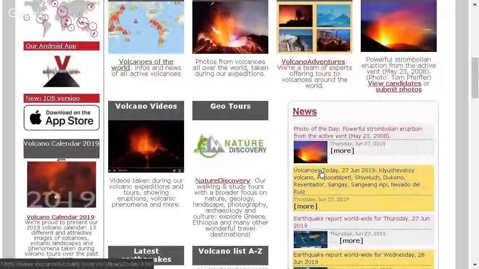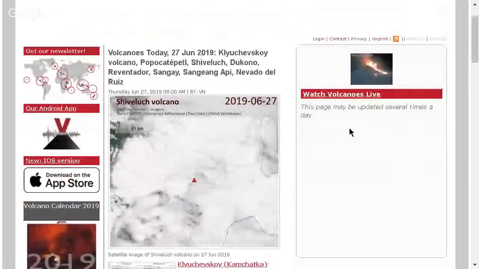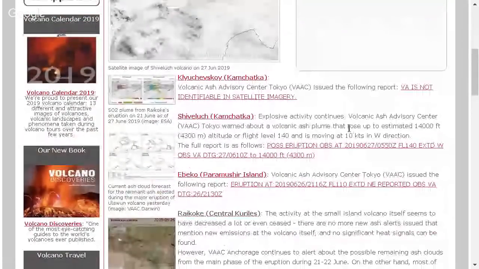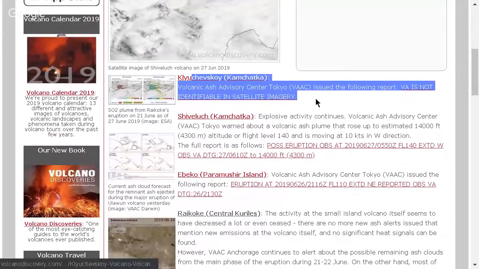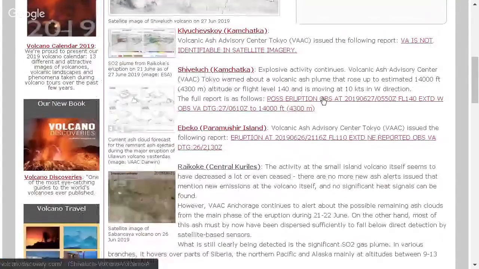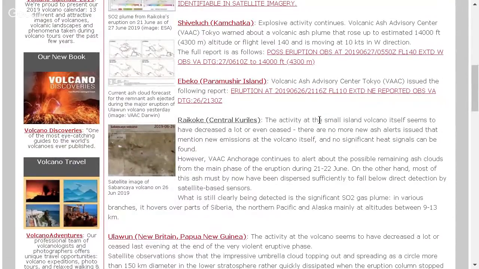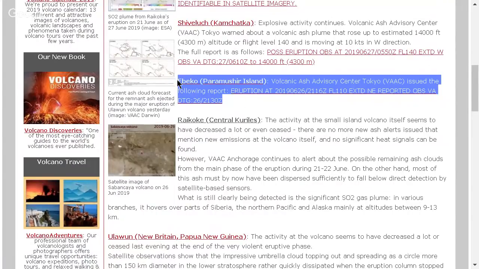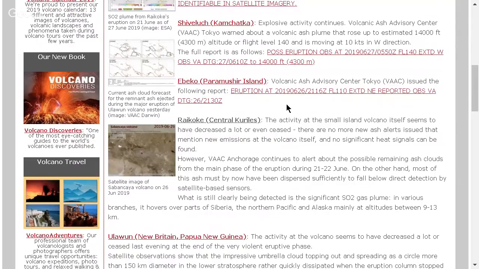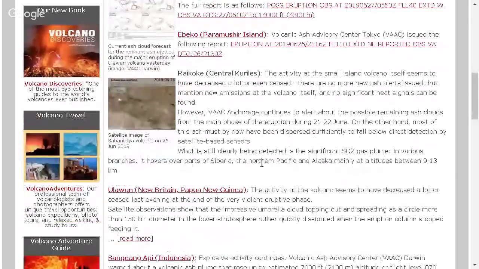Volcano rundown. It looks like an uptick in volcanoes from the skimming that I did. Here we see Klyuchevskoy back on the list, although volcanic ash not identifiable in satellite imagery. Shiveluch, 14,000 foot explosive ash plume there. Ebeko. That's an uptick at Ebeko there. It's now producing an 11,000 foot ash plume. Please don't fly over that in your homemade ultralight Ferrari branded aircraft.